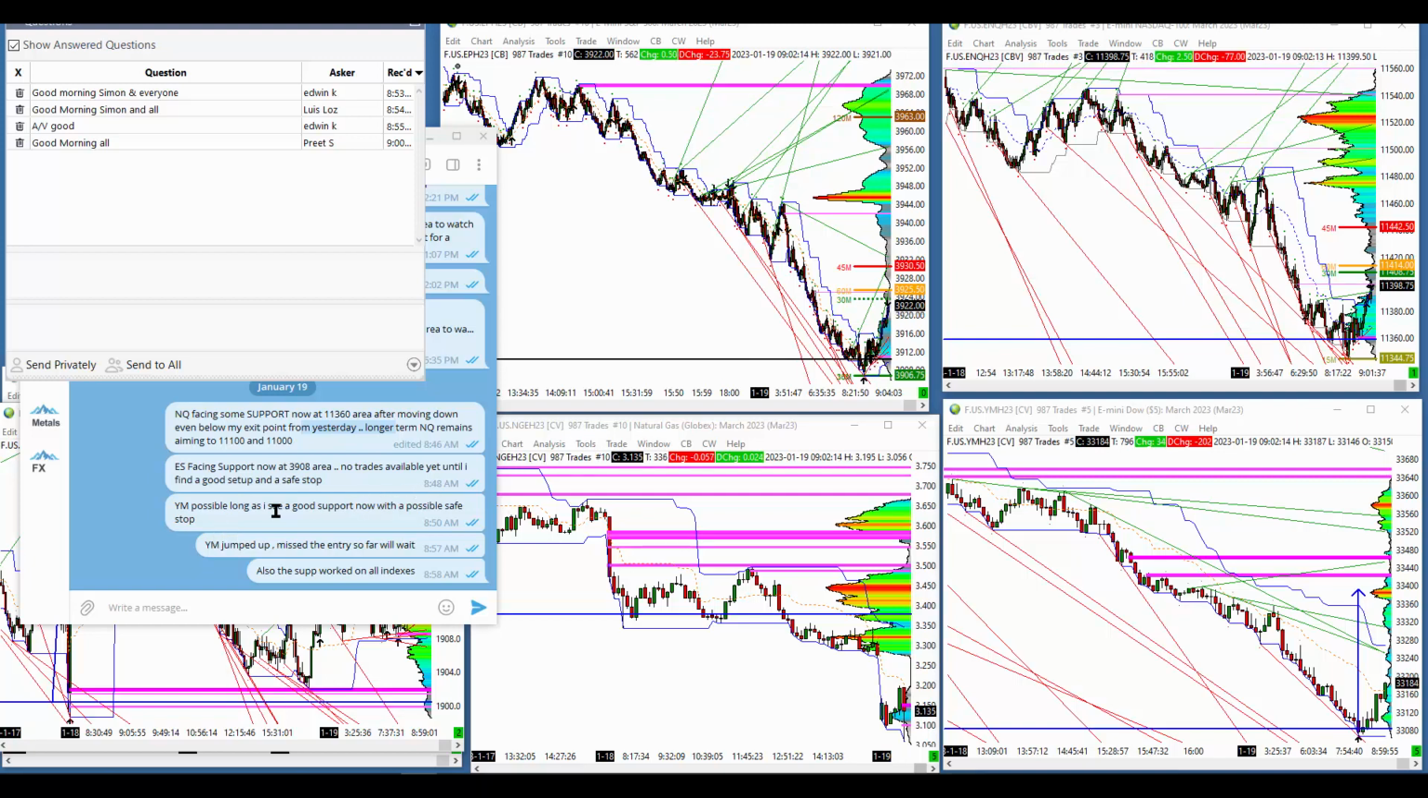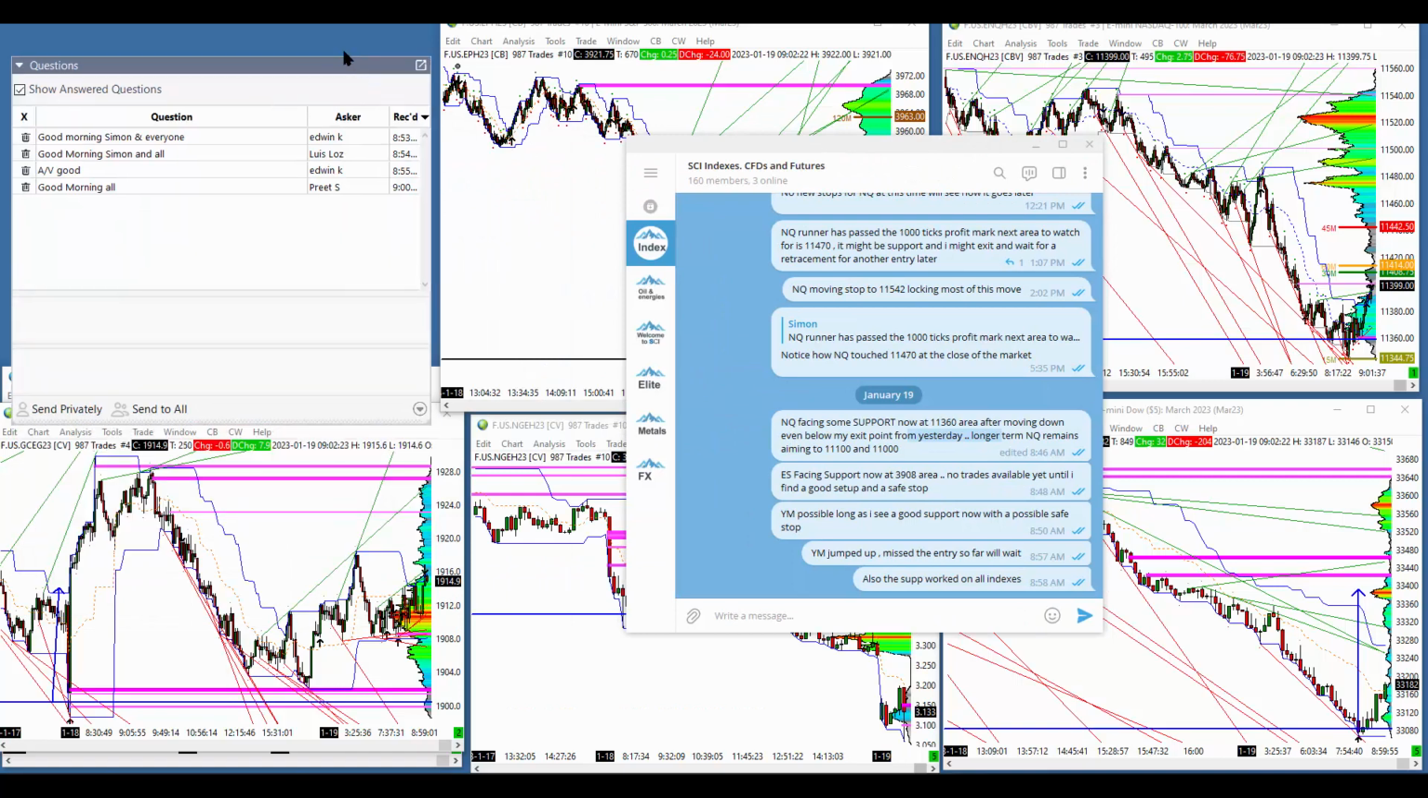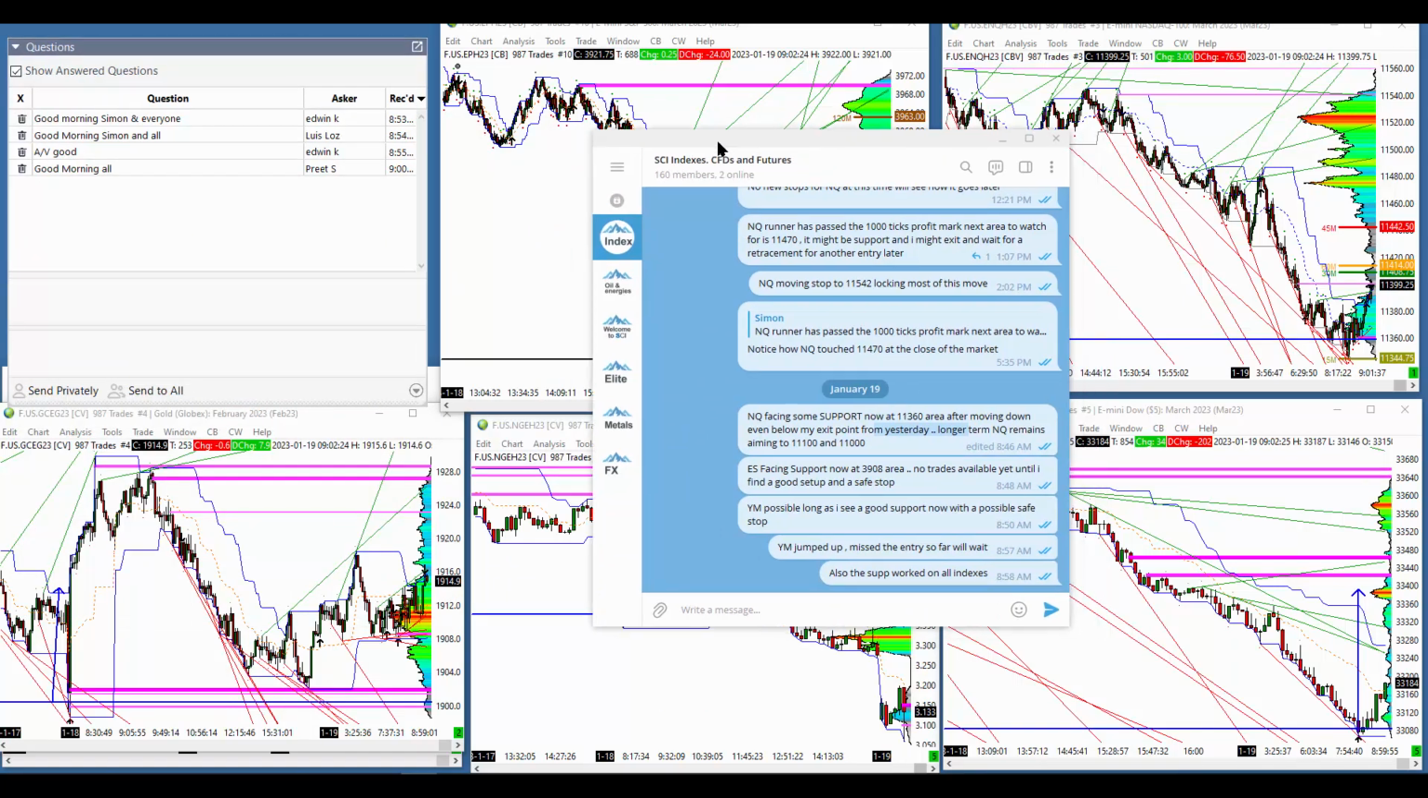YM, I did not even say support. I said possible long. It means the support is there. I wasn't about to call a long on ES or Nasdaq, but YM I said possible long. By the time I got set up, see, it jumped.